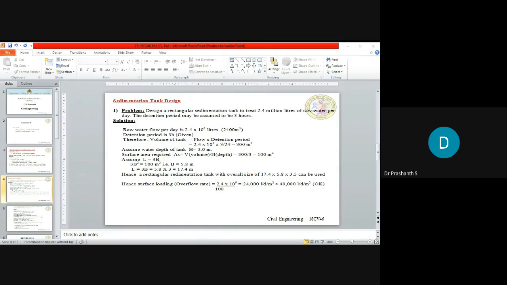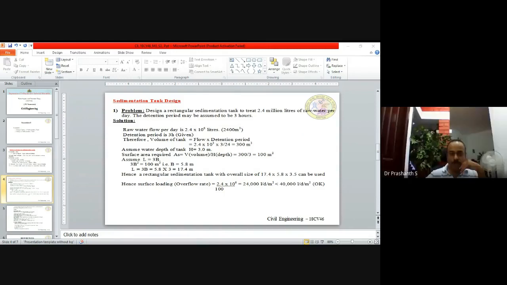Surface area is equal to volume by depth. Volume of the tank, we know for 3 hours it is 300 meter cube. So 300 by 3 is 100 meter square. So once you know the surface area, you can design the size.